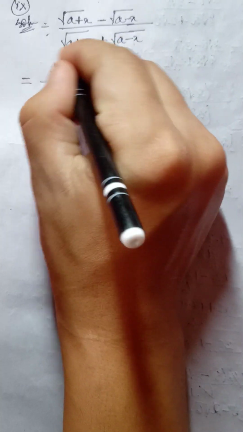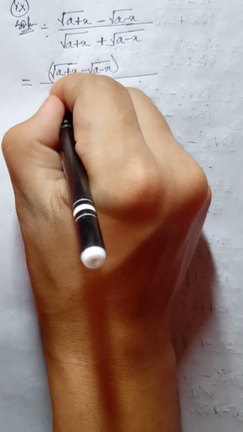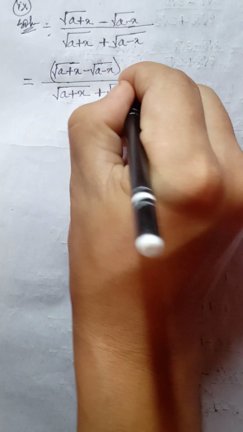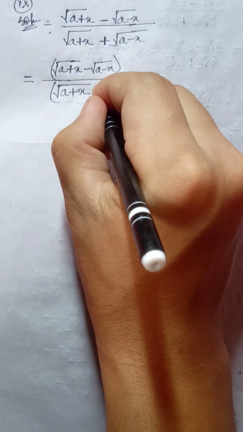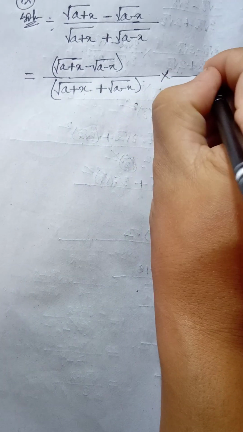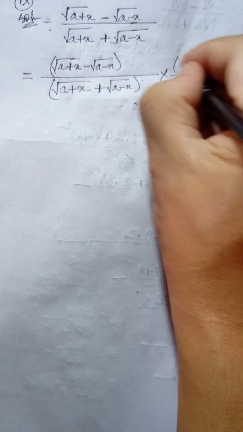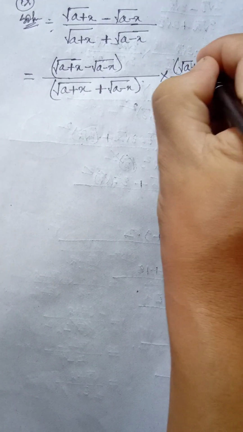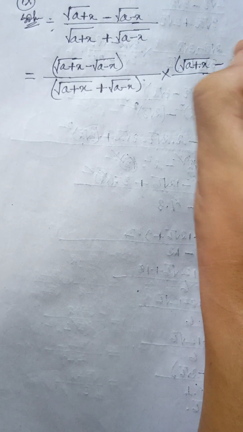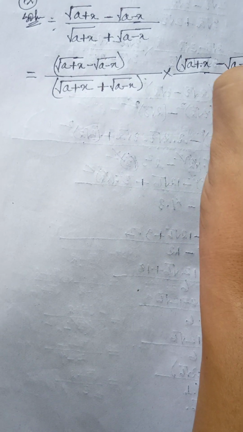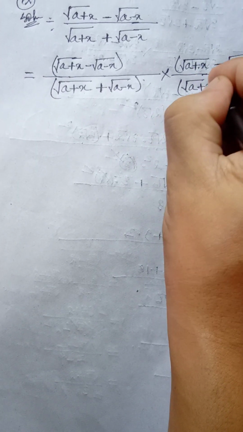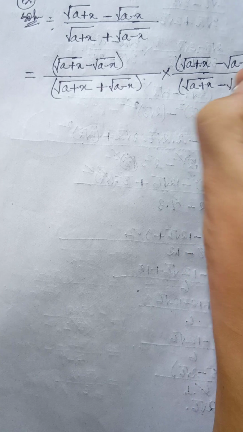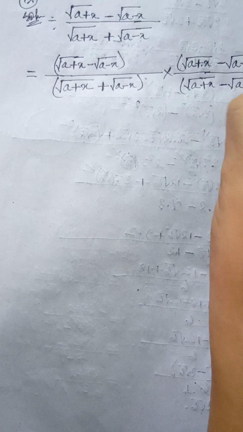a plus x plus a minus x. Here we have plus. If it is plus, then here we have to write it minus. Okay, a plus x minus a minus x. Here it will be a plus x minus a minus x.